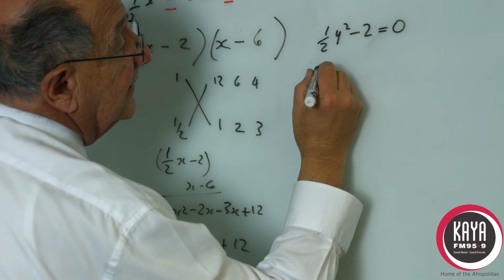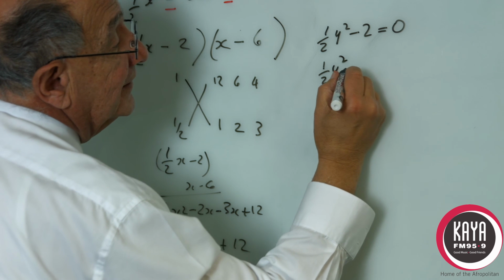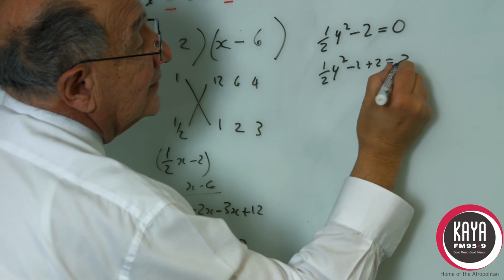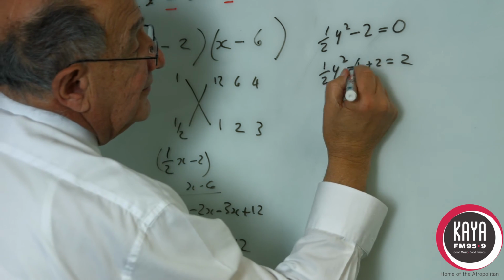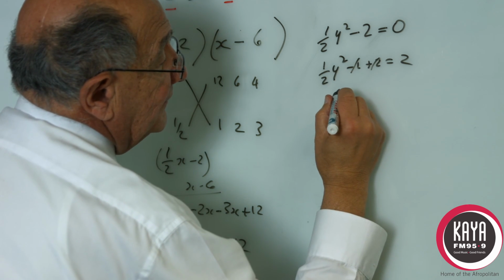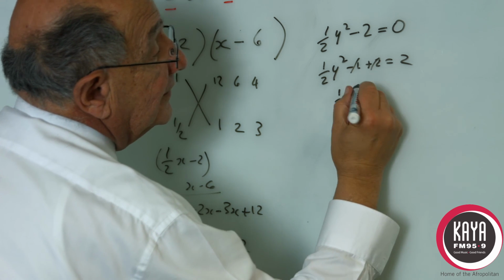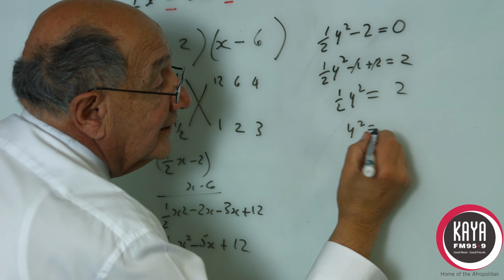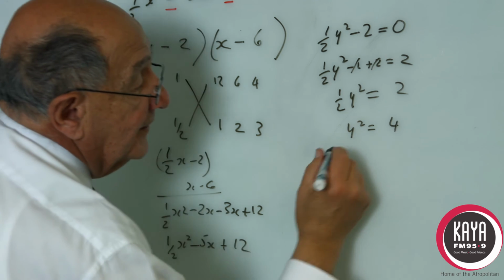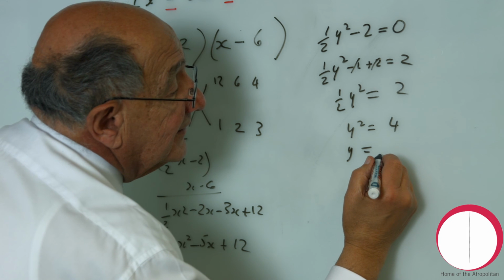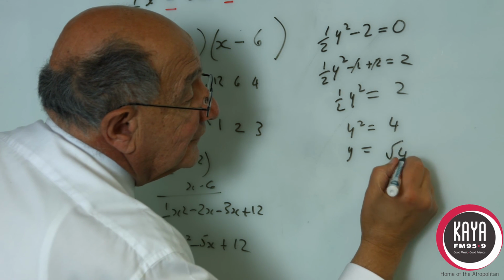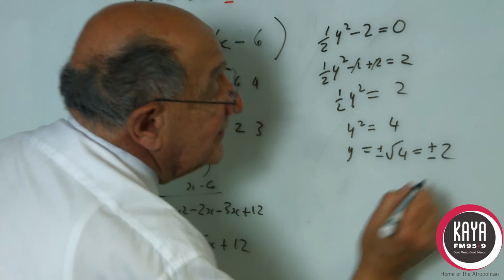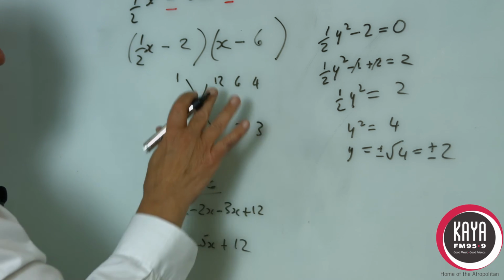And a half y squared minus 2 plus 2 equals 2. So these two go out. So we have a half y squared equals 2, and hence y squared is equal to 4. So y is equal to the square root of 4, plus or minus, which gives us an answer of plus or minus 2. That is the one solution.